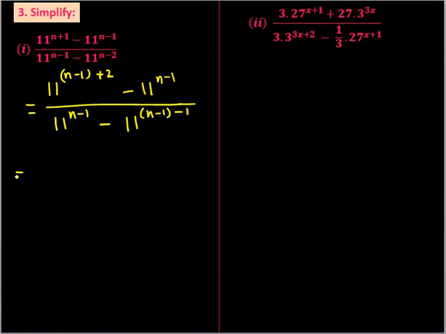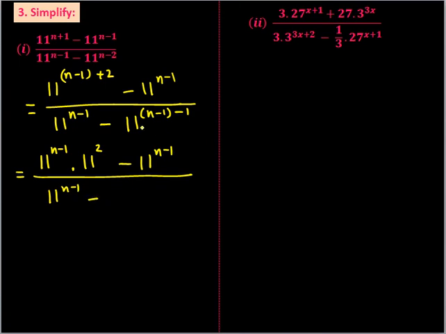Let us rewrite these terms. Now because 11 has got an exponent which is the sum of 2 terms, we can even write it as 11 with an exponent n minus 1 multiplied with 11 with an exponent 2, keeping the next part as it is, which is 11 with an exponent n minus 1. Now rewriting the denominator, first term as it is, and breaking the second term into two parts.